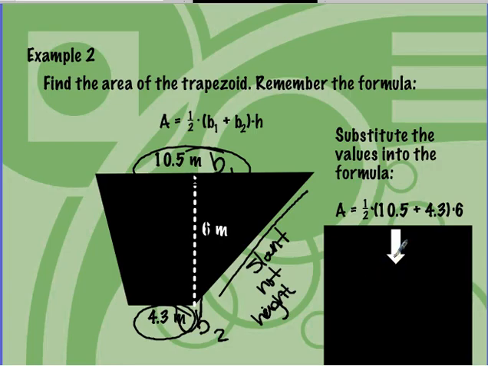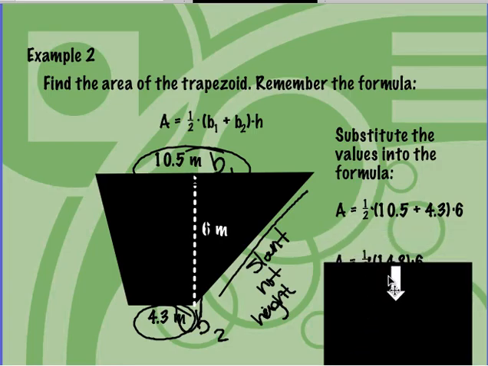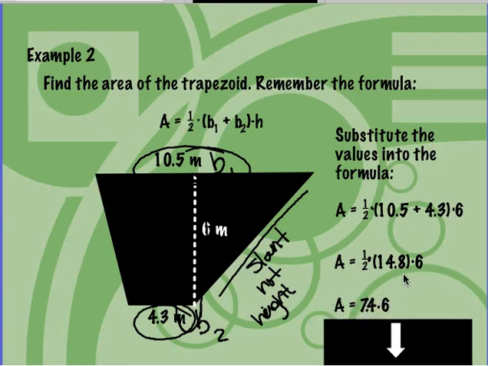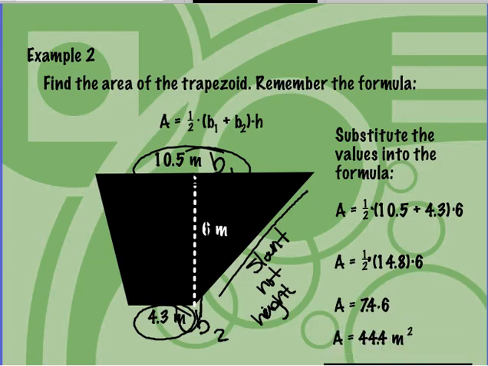Okay. So then here we have to add the 10 and a half and the 4 3/10 first. And when we do that, we get 14 8/10. Okay, and we can do half times 14 8/10 times 6. Again, since it's multiplication, we can do it in any order that we choose. I chose to take half of that base and do 7 4/10 times 6. And in doing so, I got an answer of 44 4/10 meters squared.